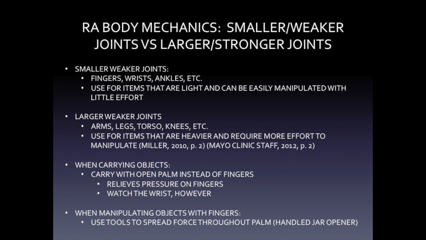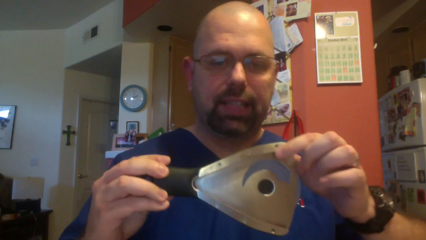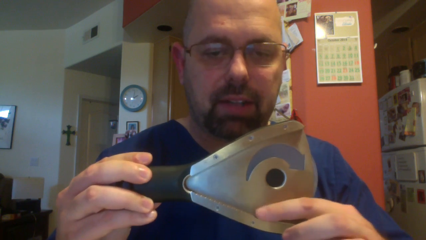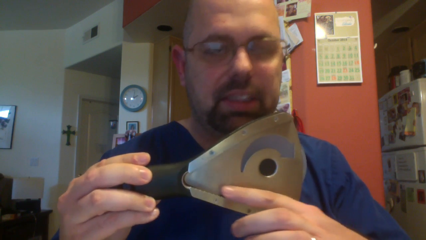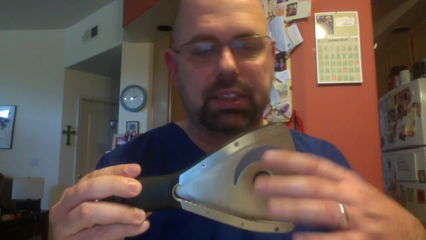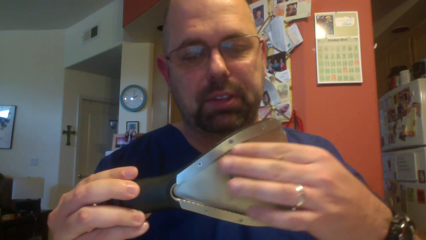And when manipulating objects with fingers, use tools such as a handle jar opener here to spread the force throughout the palm instead of focusing on the fingers. I have an example of a handle jar opener right here. As you can see, there are actual teeth right along the edge here. My wife loves to do this. My wife has rheumatoid arthritis, and this is one of her most favorite tools.